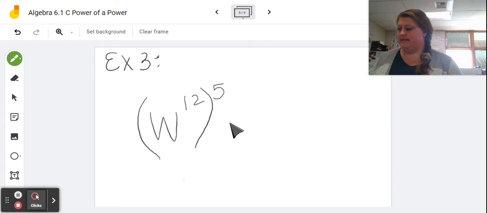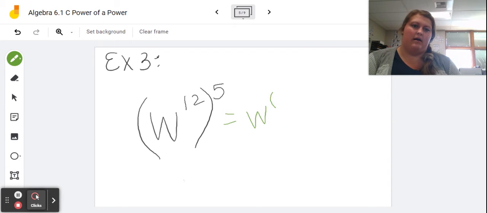Next example is w to the 12th raised to the 5th power. So I have w to the 12 times 5, and 12 times 5 is 60, so it's w to the 60th power.